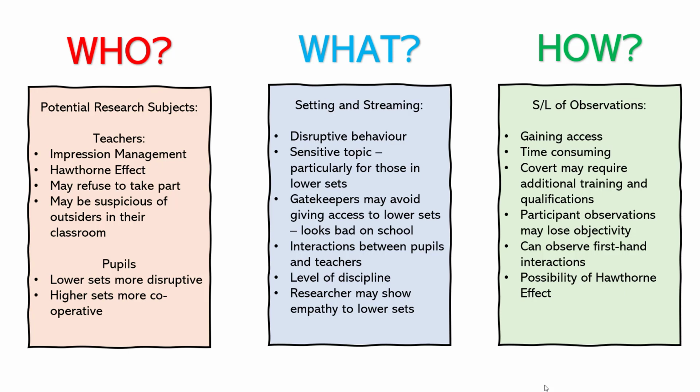They may not want to be observed, particularly if they have a disruptive class, for example, or they may be suspicious of outsiders in their classroom. And this could be the case even if you do a covert observation. You may need to gain the trust of teachers before they will allow you to observe their classroom.